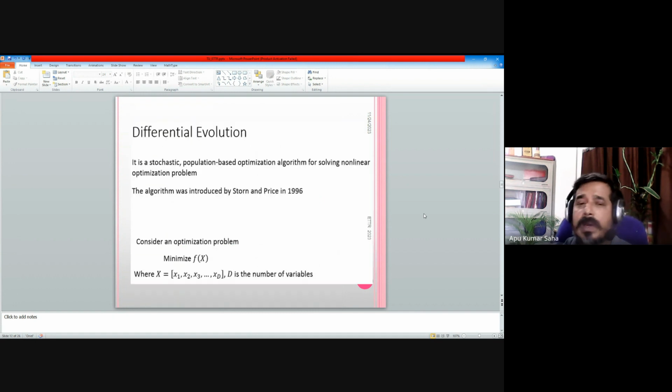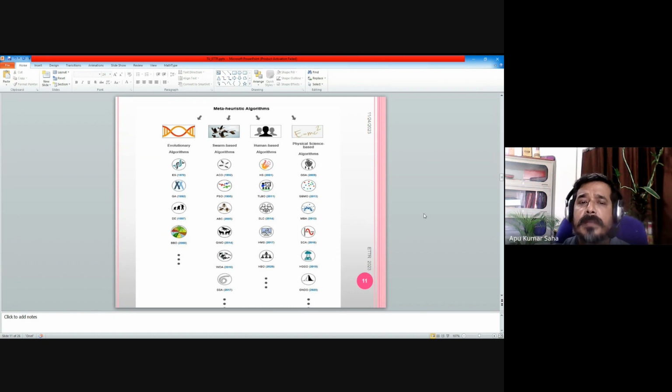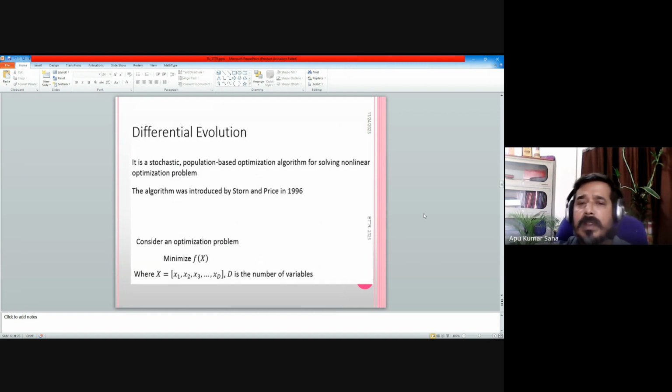Now let us take the two most important types of these algorithms, evolutionary algorithm and swarm-based algorithm. So today, let us discuss two algorithms. One is from evolutionary algorithm, another is from swarm-based algorithm. First of all, let us start with differential evolution. This algorithm, differential evolution, was proposed in 1996 by Storn and Price to solve optimization problems. After the huge success of genetic algorithm, this is yet another algorithm based on evolutionary techniques, that means using Darwin's principle, that is survival of the fittest.